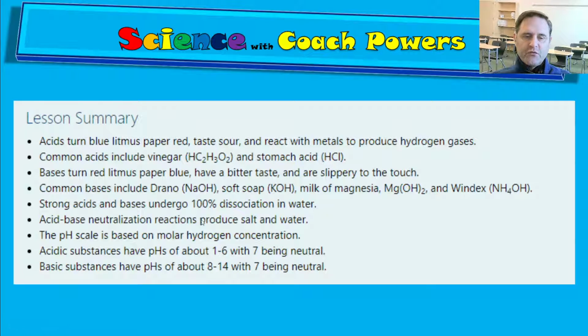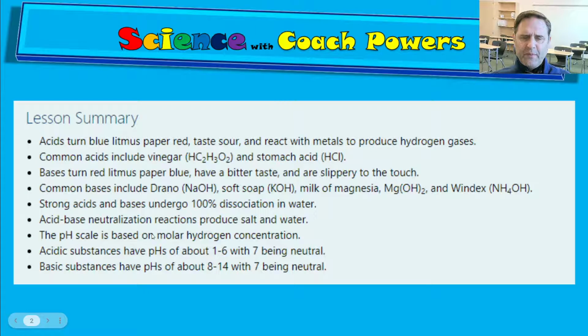Acid-base neutralization reactions produce salt and water. The pH scale is based on molar hydrogen concentration. All right, so go back to that. Acid-base neutralization: you're neutralizing an acid to make it more neutral. You're taking a strong acid and pouring in a substance like water. If that's strong enough to neutralize it quicker, you can add other things to balance that out. You do also have buffers that help resist changes that you can put in there as well.